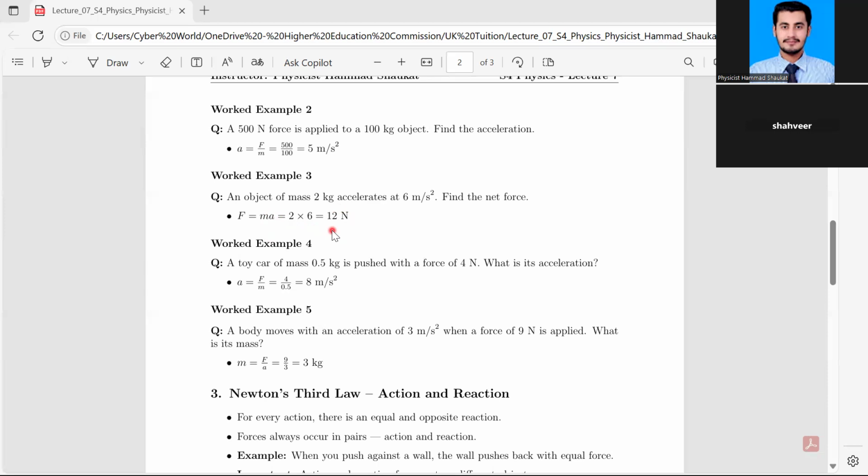The fourth one is a toy car of mass 0.5 kg pushed with a force of 4 newtons. What is its acceleration? Again, two things are given. What are those? Mass and the force. And they're asking you to find the acceleration. Again, you know the formula F equals ma. By substituting, a becomes equal to F divided by m. F is 4 newtons and mass is 0.5 kg. By dividing, you will get your answer, which is 8, and the unit of acceleration is meter per second squared.